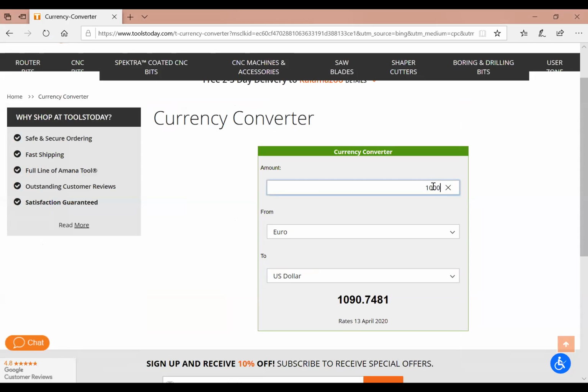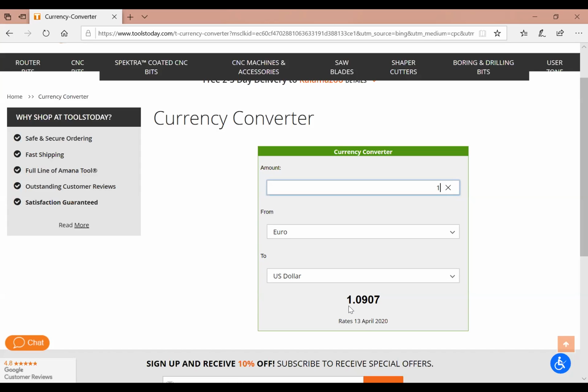And just go back to 1. Okay. To convert 1 euro into US dollars is now almost $1.09. So if you were going to buy 1 euro, you'd have to spend $1.09 to buy that 1 euro.